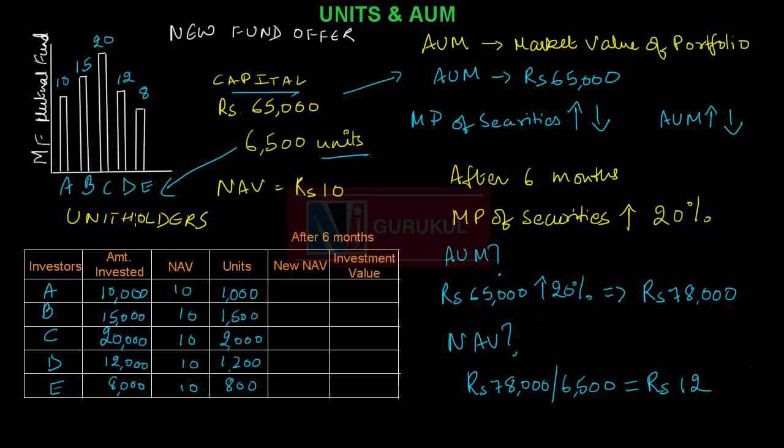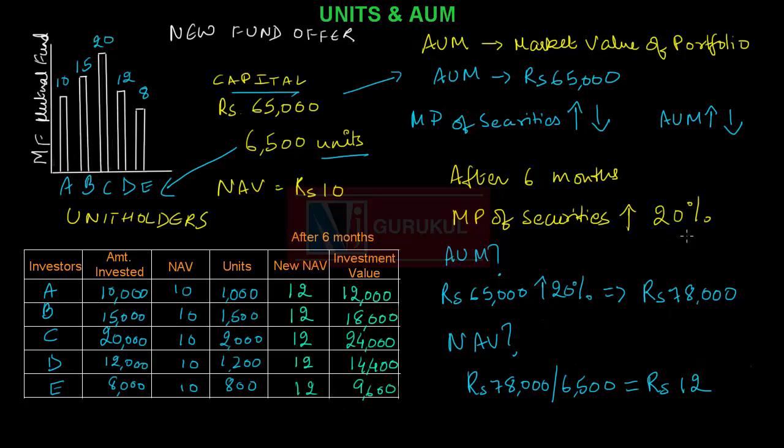Now let's see what will happen to the investment of these unit holders. So A holds 1,000 units. The new NAV is rupees 12. So the investment value after 6 months will be 12,000 rupees. B, who holds 1,500 units, the new NAV is rupees 12, so his investment value is 18,000 rupees. C, who holds 2,000 units, the new NAV is 12, so his investment value is rupees 24,000. D, the investment value is 14,400, and E, the investment value is rupees 9,600.